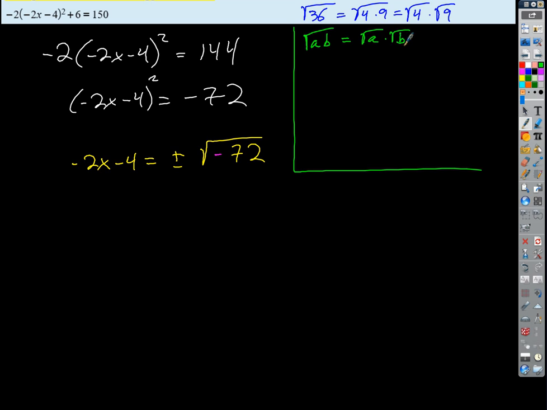That's always true, right? So if I have something like plus or minus the square root of 72, I could write that as plus or minus the square root of 72 times the square root of -1, right? But what's the square root of -1? The square root of -1 is defined as i. What does i stand for? i stands for the imaginary unit. So this is an imaginary number.